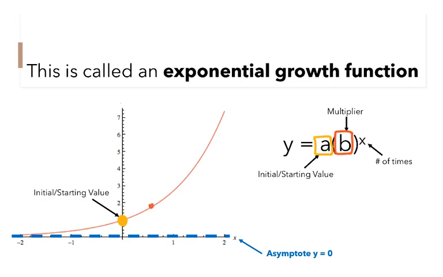So it's getting bigger and bigger. It's multiplying, it's getting bigger. And then my variable x is the number of times that this thing happens. Okay, so this is what an exponential graph looks like. It gets bigger and bigger and bigger.